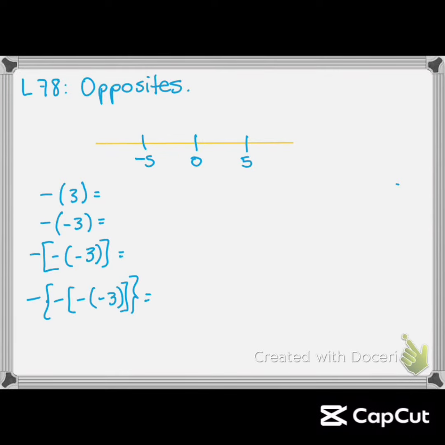Lesson 78, opposites. The opposite of a number is the number that is in the opposite direction but at the same distance as the number from 0. So for example, the distance from 0 to 5 is the same distance that we have from 0 to negative 5. And so the opposite of 5 is negative 5, and the opposite of negative 5 is 5.